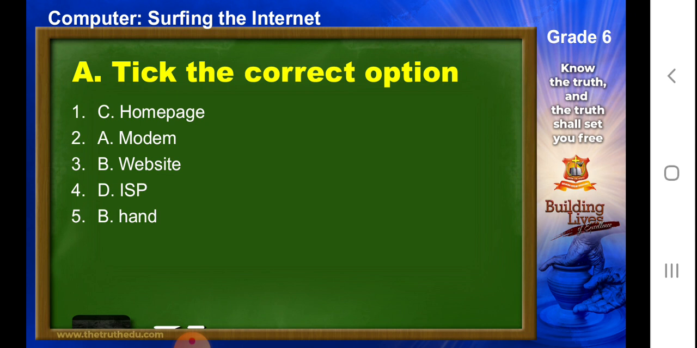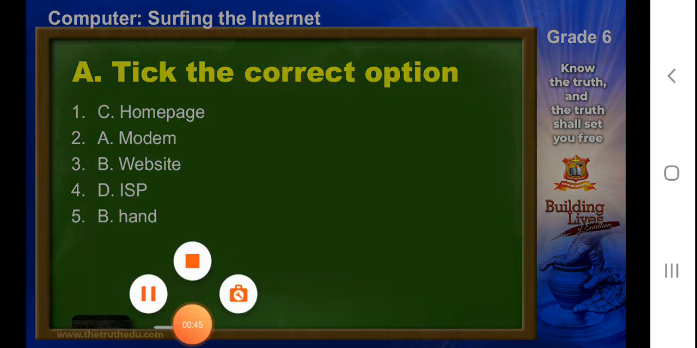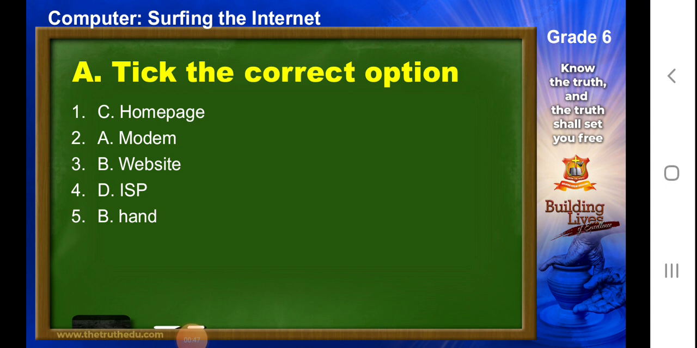Moving to the second question, we have a device that allows a computer to connect and communicate with other computers is called a or an. The answer here is modem. So that's the device which allows the computer to connect.